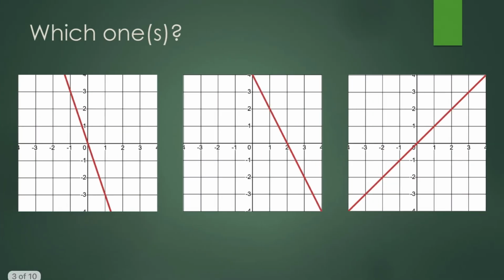If you don't know what those things are, review them, and if you do, then you're good to go. So I have three pictures of graphs here. One of them is not a proportion, so go ahead and pause the video and see if you can tell which one is not a proportion. Okay, if you said the middle one was not a proportion, you'd be correct.